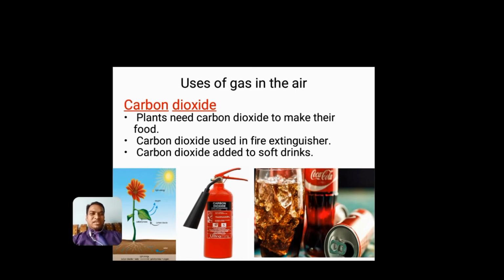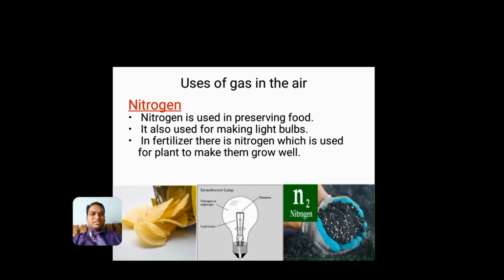When you open this kind of drinks, you hear one type of sound like this. This sound is made through this carbon dioxide. Then we'll discuss nitrogen. Nitrogen is used in preserving food, like chips. We can use this nitrogen in that kind of food to preserve it for long days, so we can use it for long days.